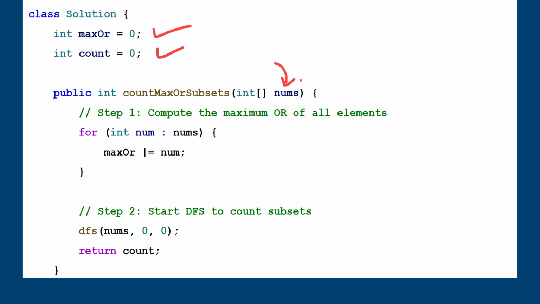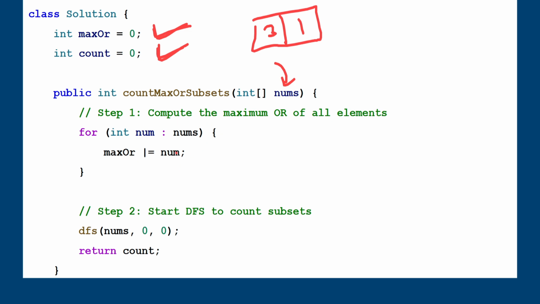Let's suppose in the nums we have 3 and 1. Can we say that? So very first, these are zeros. We'll initialize these values. So max OR is 0 and count is 0. And 3 1 is the nums.